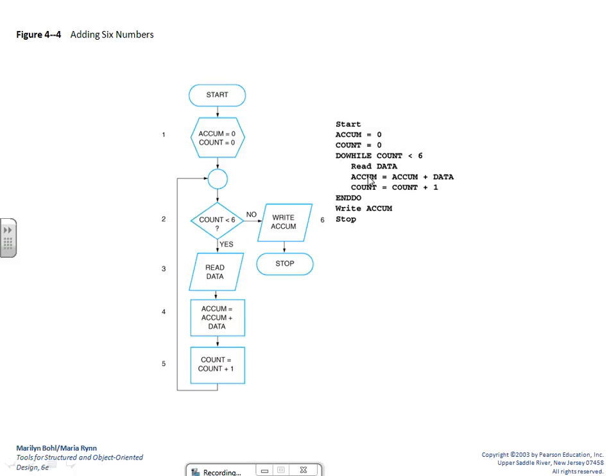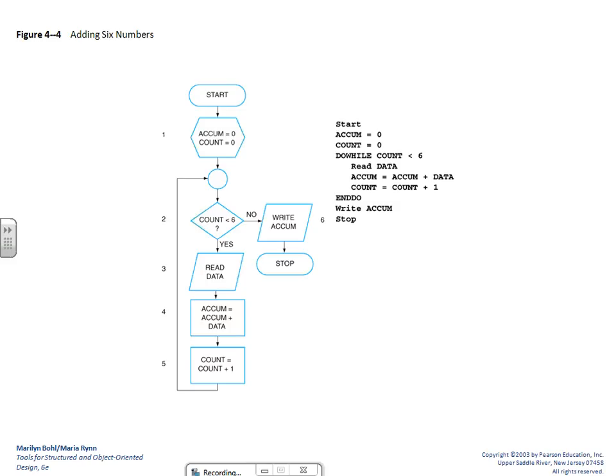So we are in a loop, and we're gonna repeat these steps 6 times. As you see here, I have just one variable, data, and then I'm gonna read 6 values into this variable. So rather than having 6 variables, I have one variable.